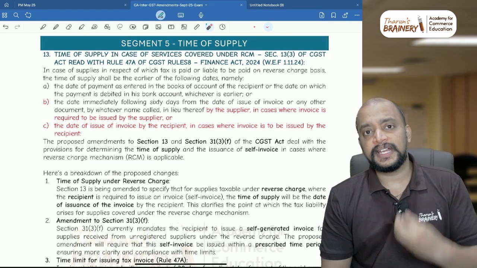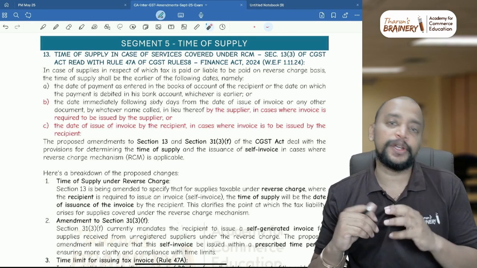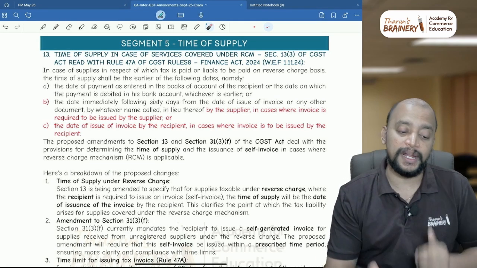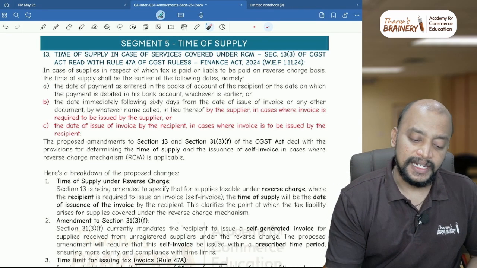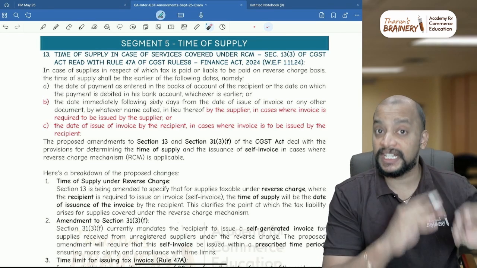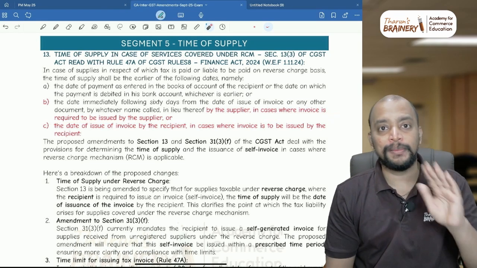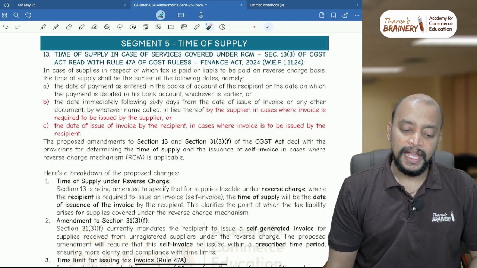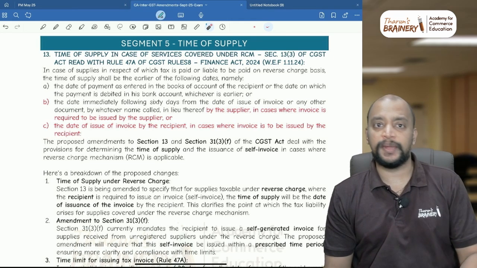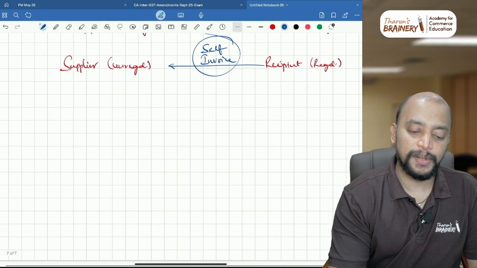Usually when the service is covered under RCM, from whose point of view will you determine the time of supply? From recipient point of view. So from the recipient point of view we need to check the date on which recipient is making payment to supplier, that is A. B, the date immediately following 60 days from the date of issuance of invoice or any other document by whatever name called in lieu thereof by the supplier, in case where the invoice is required to be issued by supplier. Or the date of issue of invoice by the recipient in case where the invoice is required to be issued by recipient. So now we have two time of supply provisions.